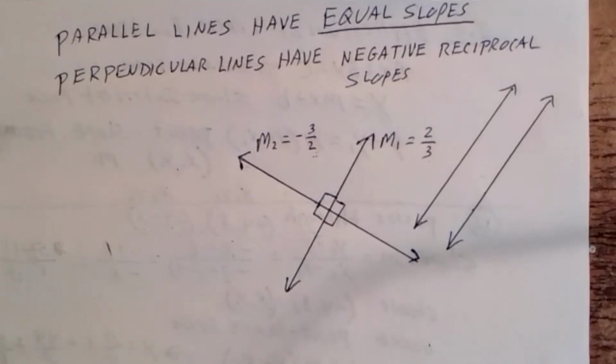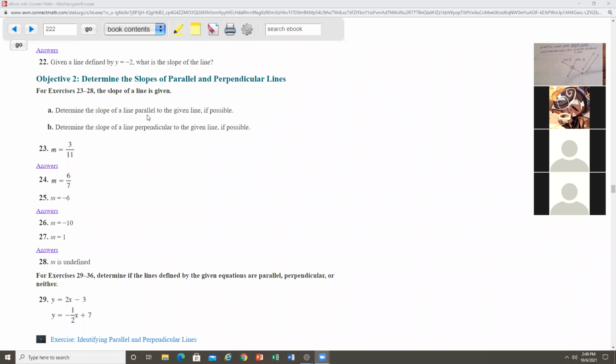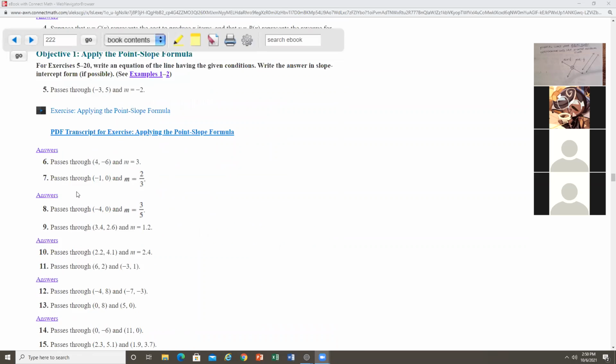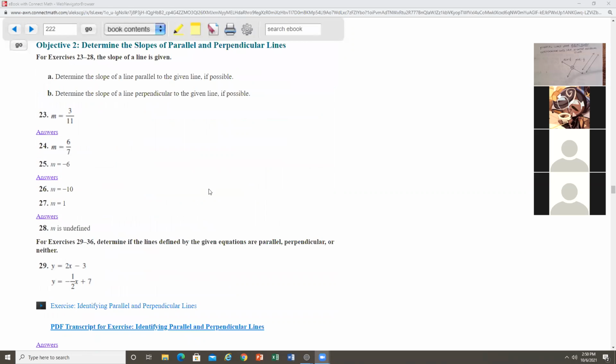All right, let's go back to page 222 and attempt another problem. Problem number 24 here, ladies and gentlemen. It says for these, A, determine the slope of a line parallel to the given line if possible. B, determine the slope of a line perpendicular to the given line if possible. So I am going to do problem number 24, and this hangs out on page 222. Problem 24. So number 24, they give us the slope of a line as what?